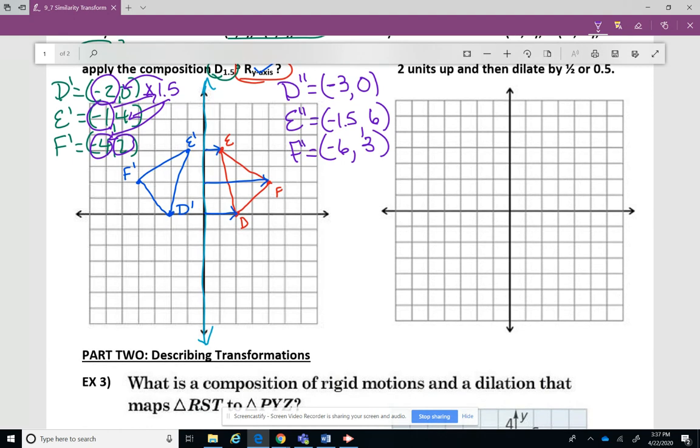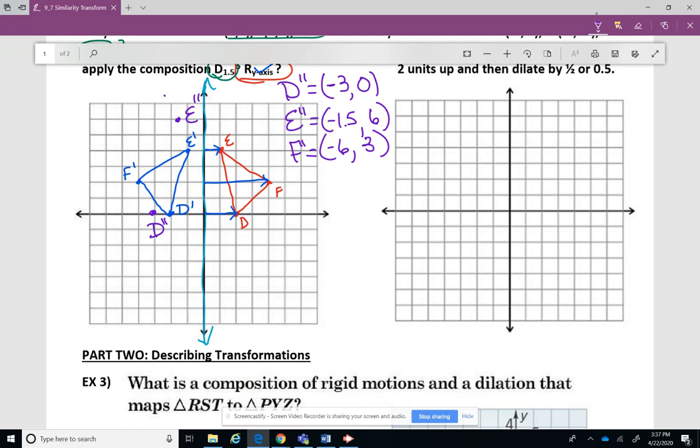Okay, so let's go to negative 3, 0, and that's D prime prime. And I'm going to erase D prime, E prime, and F prime because I think they're going to be in my way. All right, E prime prime is going to be negative 1.5, and then I'm going to go up 6, 2, 4, 6. So way up here is E prime prime.